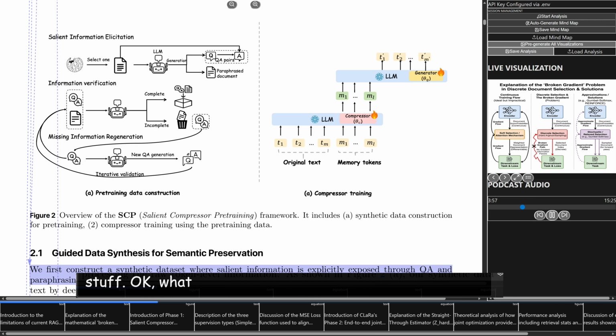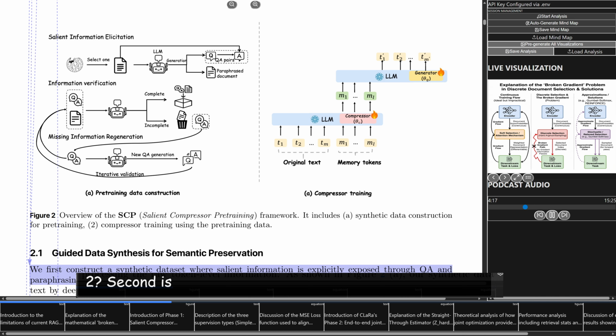Okay, what are those 3 types? So first you have simple QA. This is just for retaining those fine-grained atomic facts. Like, in which plant family is this specific plant classified? Exactly. The model has to compress the whole document, but still keep that one key fact. Hamamelidaceae. It's pure factual grounding. Okay, that makes sense. What's number 2?